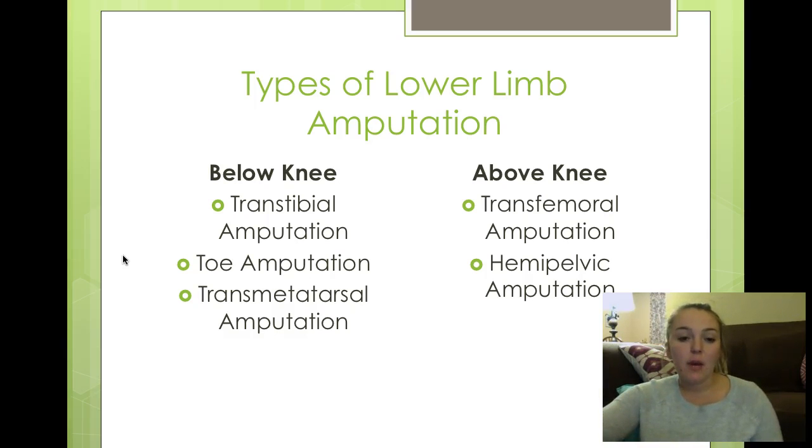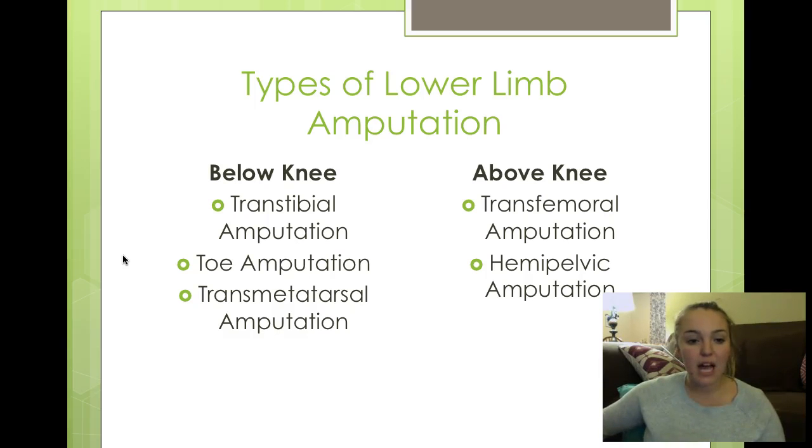Alright, there's a couple different types of lower limb amputation. We have below knee and then above the knee. For below knee, we have transtibial amputation, which is the most common type of amputation. It's through the shin bone. With this kind of amputation, you have a lower risk of serious post-operative complications versus transfemoral amputation. Walking is also more successful with this amputation versus transfemoral amputation.